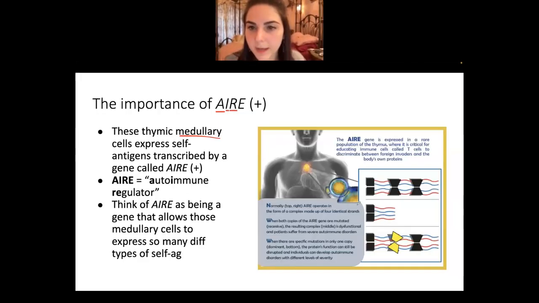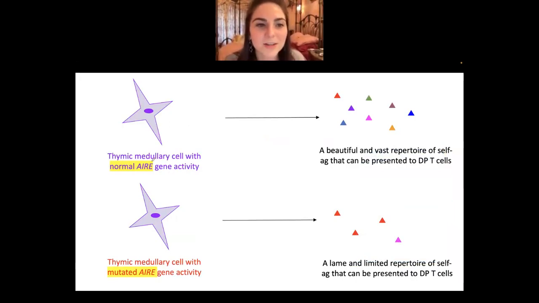Okay? And here's a little bit more on AIR, but you don't have to know the specifics of gene mutations. It's just that AIR is a gene, so it can be mutated. Here's a normal thymic medullary cell. It has normal AIR gene activity, so this is AIR positive. It's able to show the T cell this vast, beautifully colored repertoire of self-antigens. It can show some from the liver, some from the spleen, I forget the organs. It can show all of these different antigens from all the different organs in the body. We want a really vast repertoire being shown to the T cell.